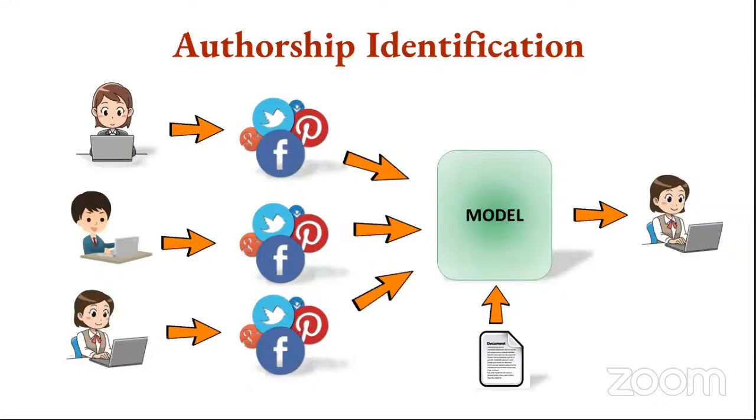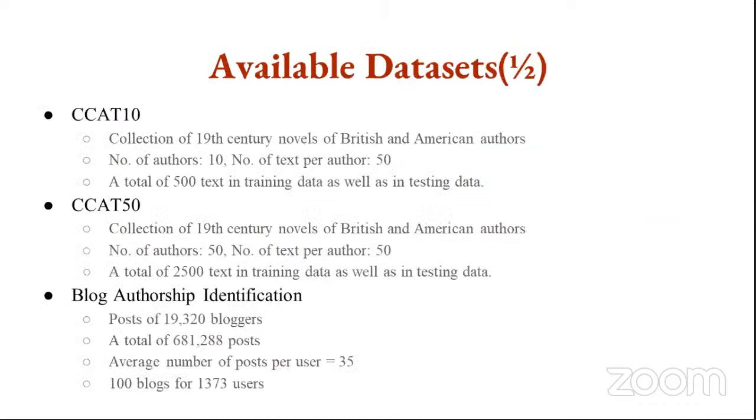So you have the documents written by individual authors. For example, there are 3 authors. You have digital documents written by the individual authors, and based on that, you can develop a model. Now, when there is an unknown document, you have to predict who is the author of this document. That is called authorship identification.